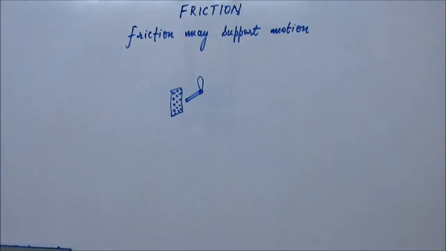If there would have been no friction, then there wouldn't have been any losses as such, and this ignition of the matchstick would not have been possible. So because of rubbing, because of friction, these kinds of things are possible.